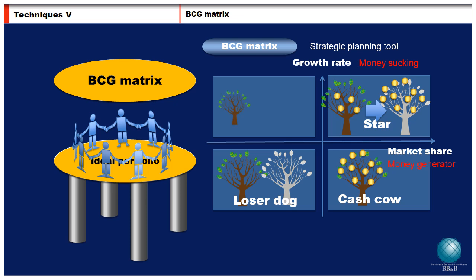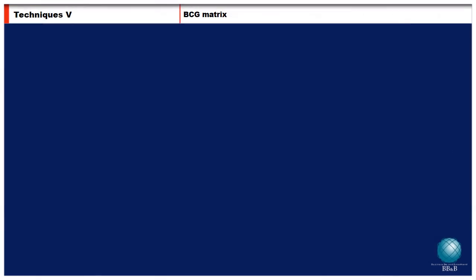Lastly, high growth but low market share is the most risky dimension. Risky but promising at the same time. Which aspect should we weight heavily? Let's call this dimension question mark.